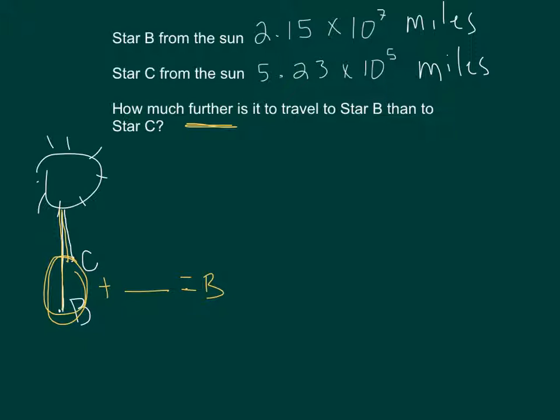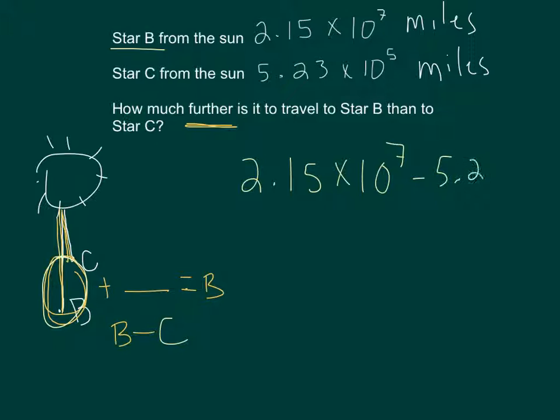Well, I can take the distance of B and subtract it. I could take this long distance to B and subtract C in order to get this that's remaining. So I'm going to do B minus C. How much farther means to subtract. So I'm going to go ahead and write 2.1500 times 10 to the 7th. That's the larger value, that's star B. Minus 5.2300 times 10 to the 5th.